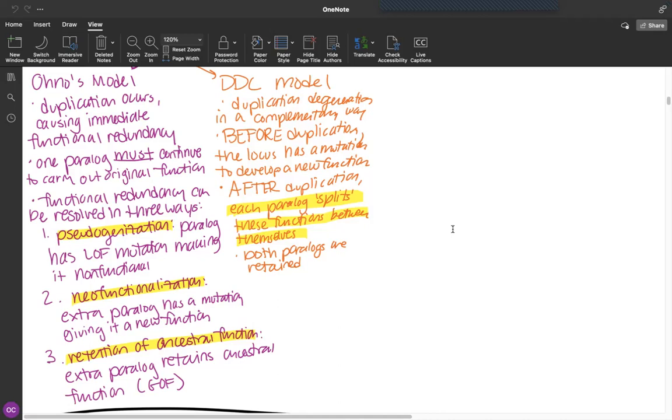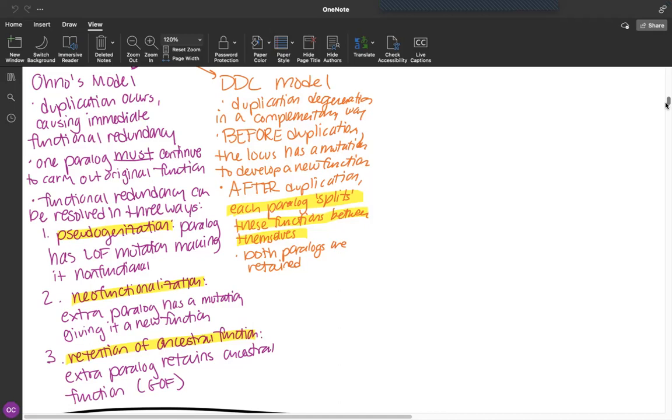Neofunctionalization, remember the prefix neo means new, so we would have a gain of function mutation at that extra paralog, giving it a new function. And then retention of ancestral function is when the extra paralog retains ancestral function. So we still have that functional redundancy, meaning this is gain of function. So you can see Ohno's model is a bit more complicated, but the key difference here is that in Ohno's model, there is no gain of function mutation before duplication. We just have a duplication mutation, and then three different scenarios can happen.